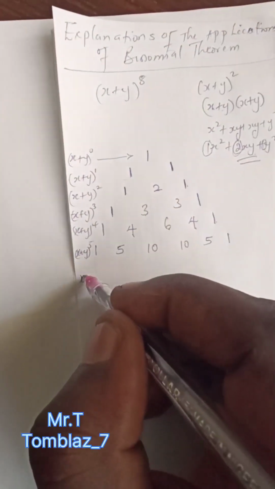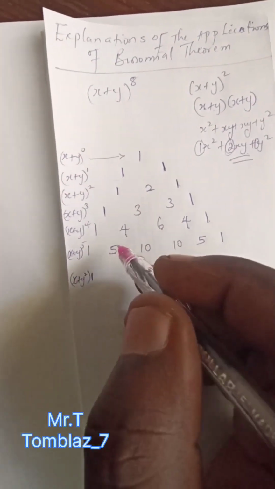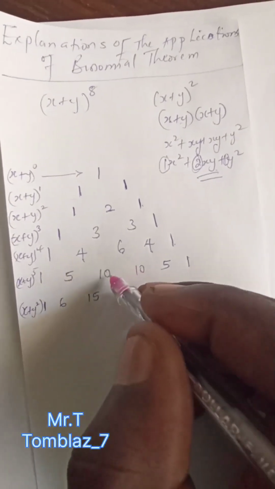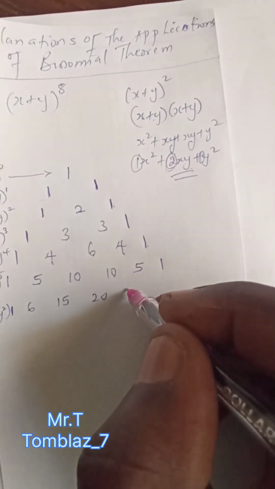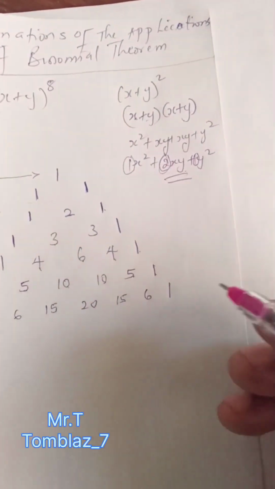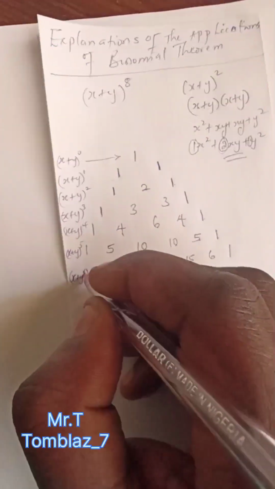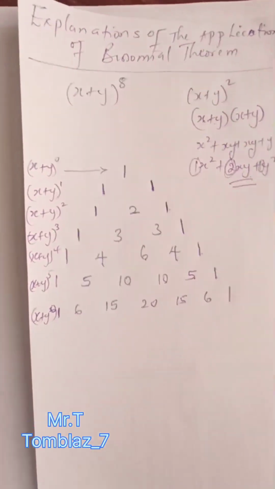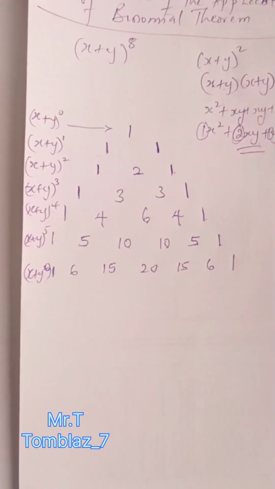So if we want to do x plus y raised to power 6, then it will be 1 plus 5 will give us 6, 5 plus 10 will give you 15, 10 plus 10 will give you 20, 10 plus 5 will give you 15, and then 5 plus 1 will give you 6, and then we have 1. So this will be the coefficients of expanding x plus y raised to power what? 6. It goes like that over and over again. So this will be for the Pascal triangle explanation.